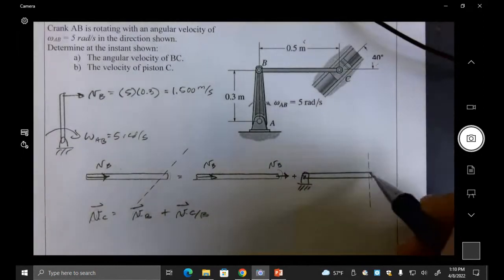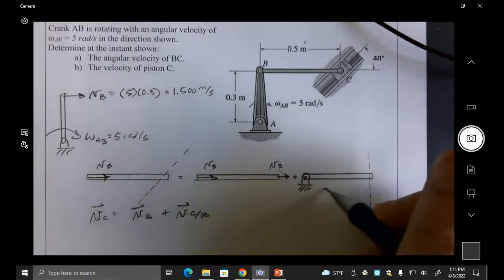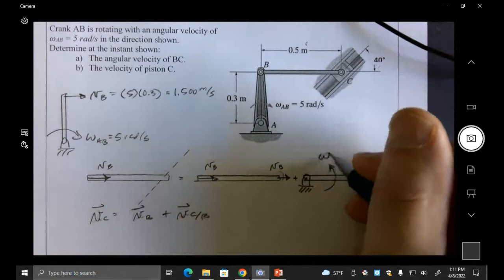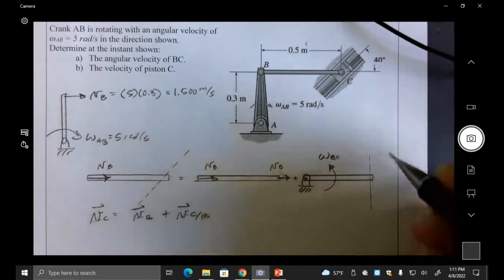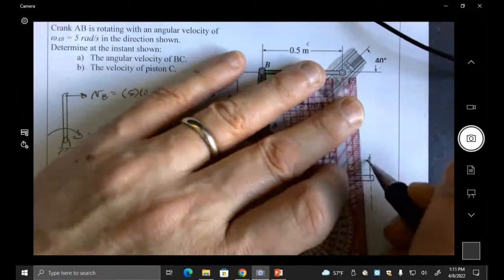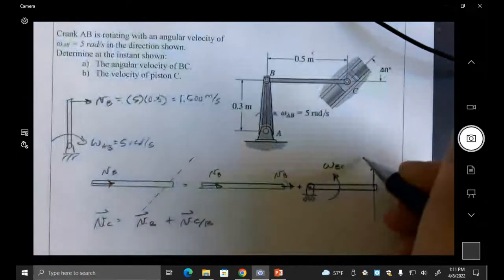So here, let's just make an assumption that omega BC goes counterclockwise. So that's going to make this thing go up. So this is going to be our VBC.